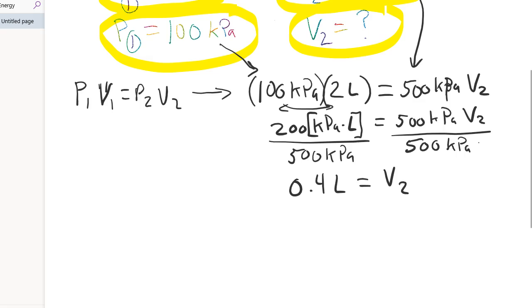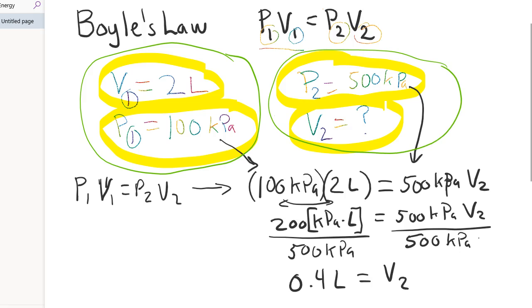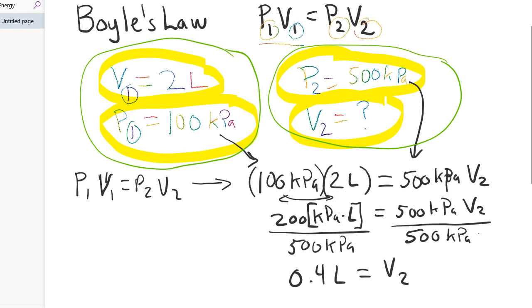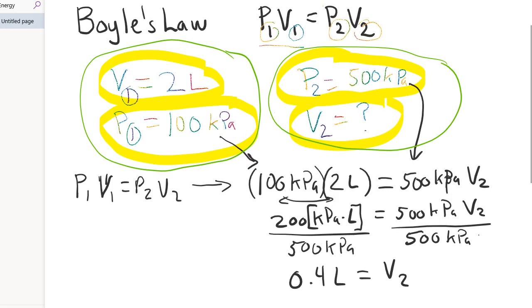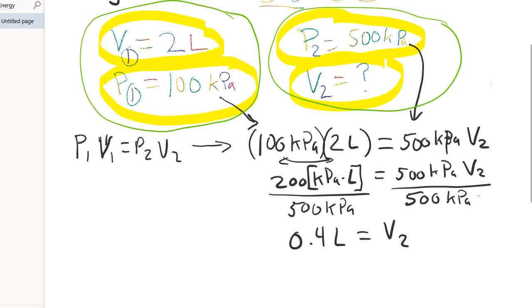volume 2. So, in other words, we took this pressure and volume here, this is the first setting, and then as soon as we increased the pressure, the volume had to decrease. And you can understand that. If you took a balloon and increased the pressure in it, you would actually just be making the balloon smaller. You would be squishing it down into a smaller volume. And that's what happened here. We started with 2 liters, and then we ended up with 0.4 liters. So that's an example of how Boyle's law works.